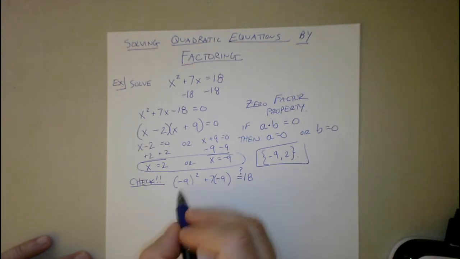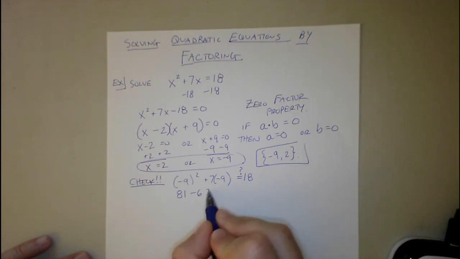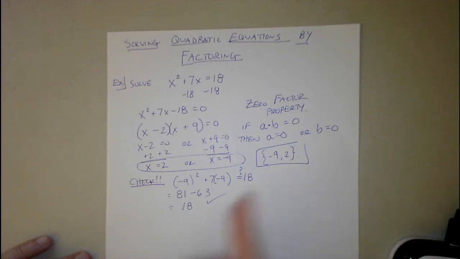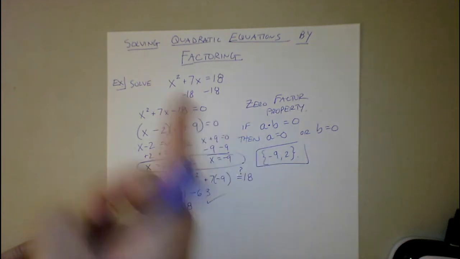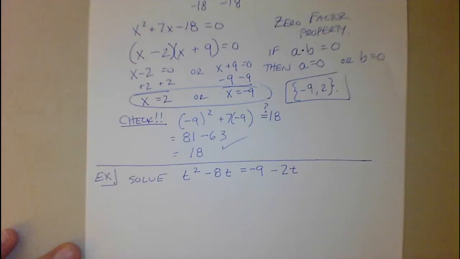Well, negative 9 times negative 9 is positive 81. 7 times 9 is 63, and it's a positive times a negative, so it's minus 63. And you can verify that 81 minus 63 is, in fact, 18. Check. So you can do the same thing for 2. Plug 2 into the original equation. On the left-hand side, you'll get 18, which is what you want it to equal on the right-hand side. All right, so let's try this one.